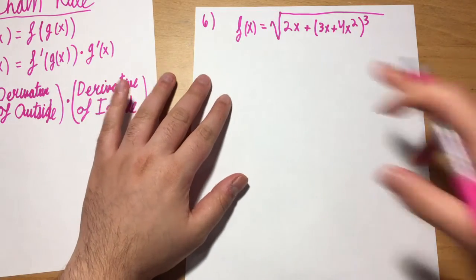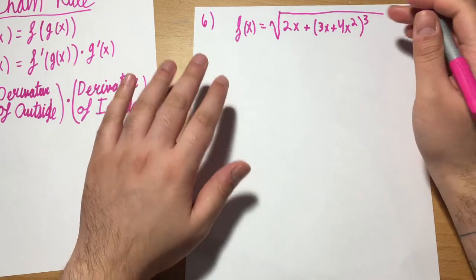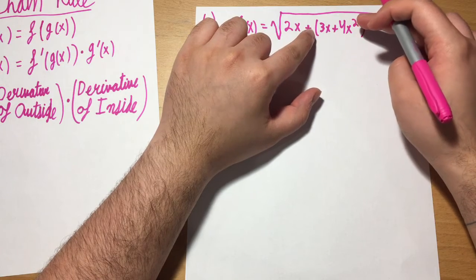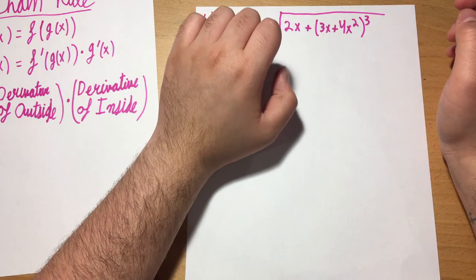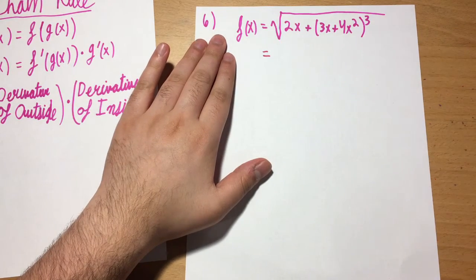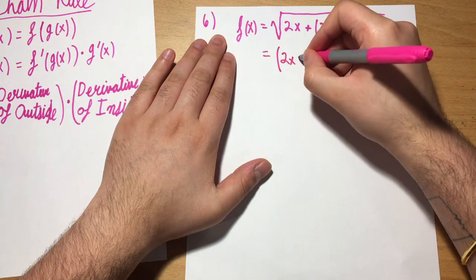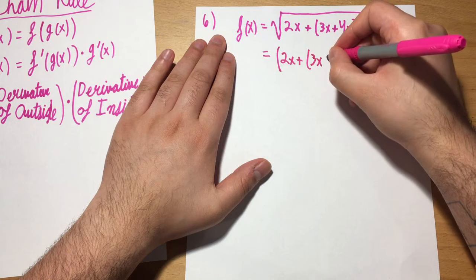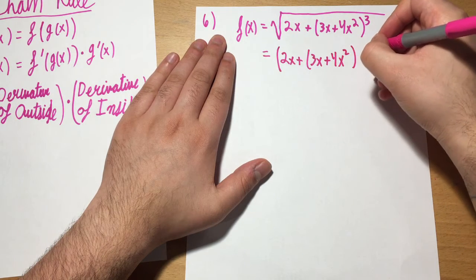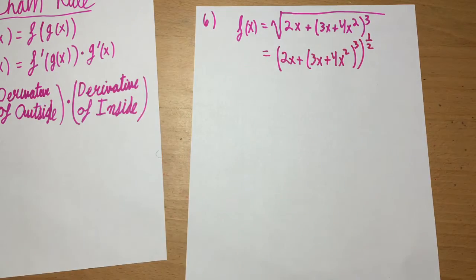For our final example, we have this. F of x is equal to the square root of 2x plus, and then in parentheses, 3x plus 4x squared, and then that's all to the third power. Now, first thing you want to do when you see a square root and you need to take a derivative, you want to change it to an exponent, right? You should be familiar with changing roots into fractional exponents. So this is going to end up being everything in parentheses, 2x plus 3x plus 4x squared, and then that's to the third. And then everything is raised to the 1/2 power.